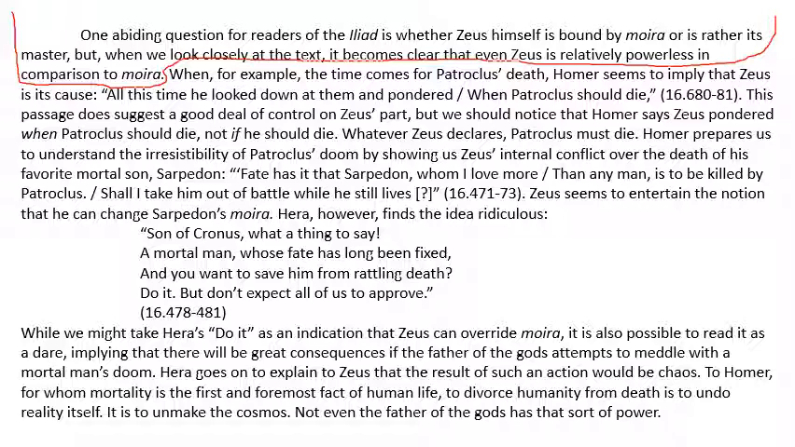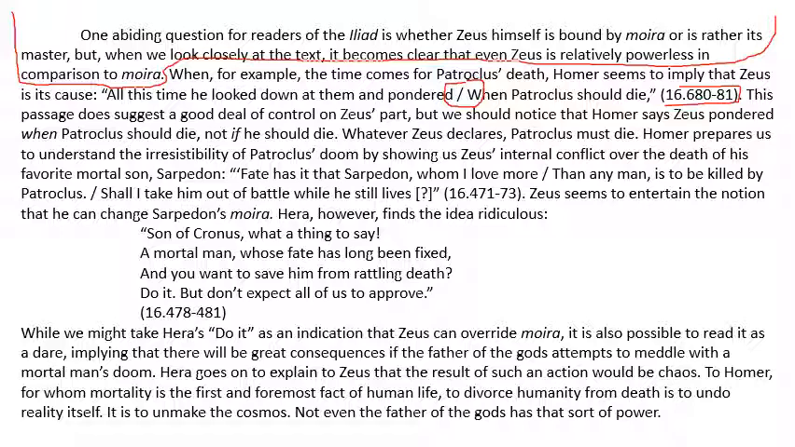When, for example, the time comes for Patroclus' death, Homer seems to imply that Zeus is its cause. Now we have a quotation. "All this time he looked down at them and pondered when Patroclus should die." Book 16, lines 680 through 81. So notice we have the citation by book and line number. Notice we also preserve the lines. When you quote fewer than 3 lines, you indicate line breaks with a slash.